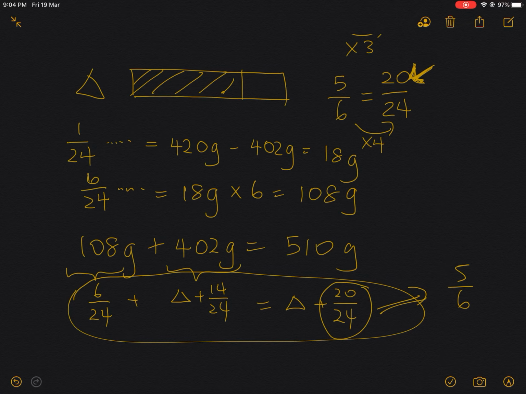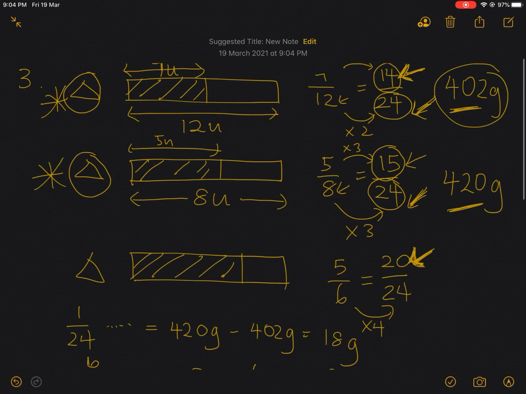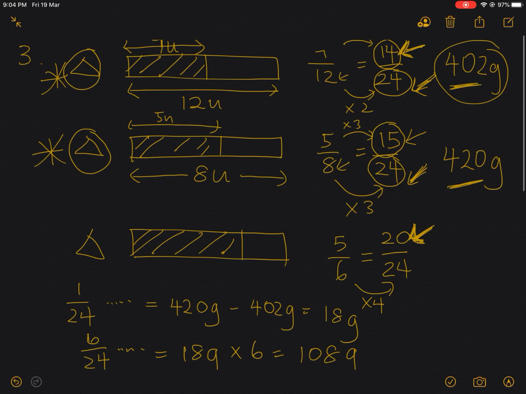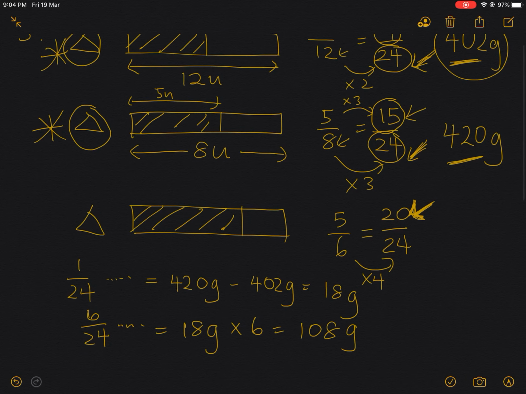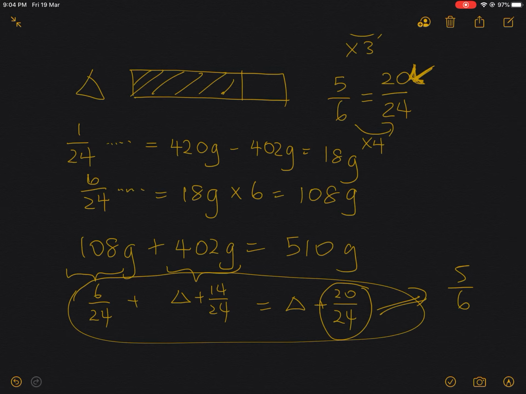It's confusing because this one is more of a higher order. Usually in examination, this will be the more difficult one because the denominator is different. So you need to equalize the denominator first before you can utilize the unitary method for this.